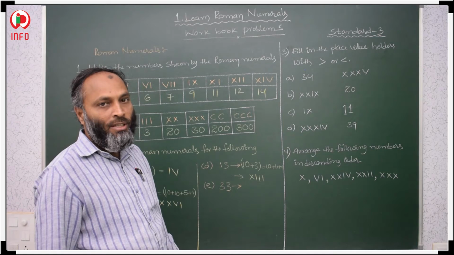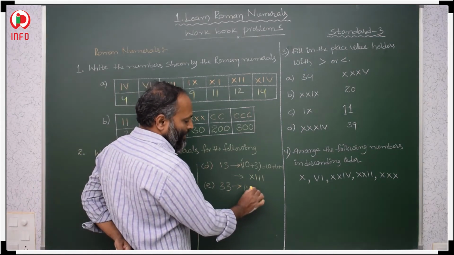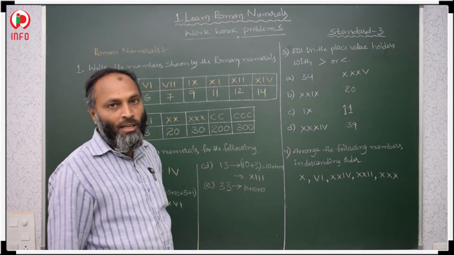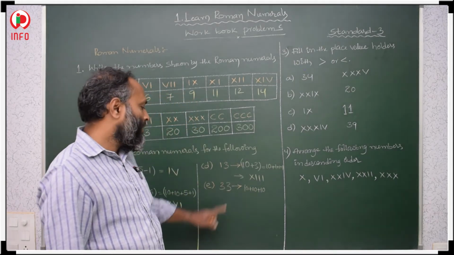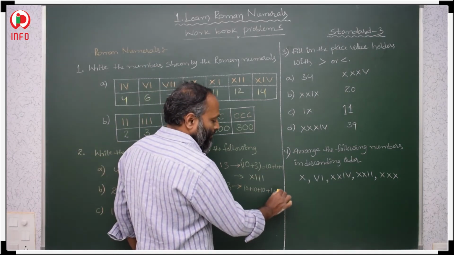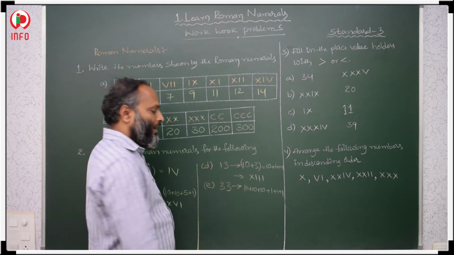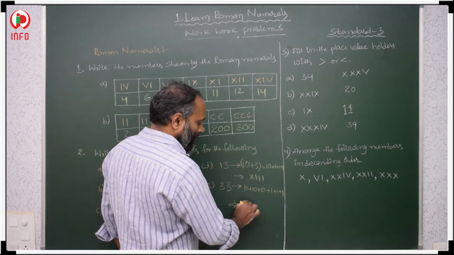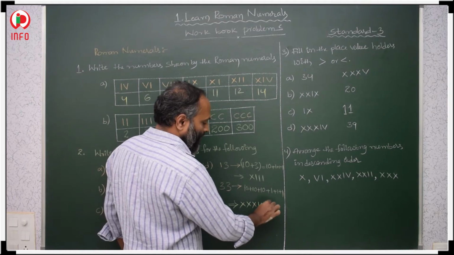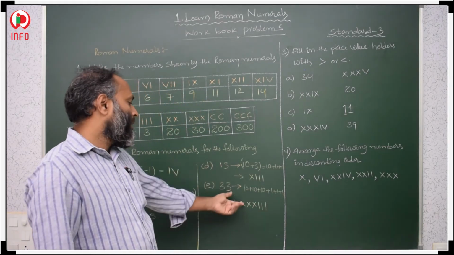33, a direct representation is not there. So it is near to 10: 10 plus 10 plus 10. 3 times 10. 10 plus 10, 20. 20 plus 10, 30. And 3 is also there, so we take 3 more: plus 1 plus 1 plus 1, repeating 3 times. Then 10 means X, and 3 means I. This is the representation of 33 in Roman.